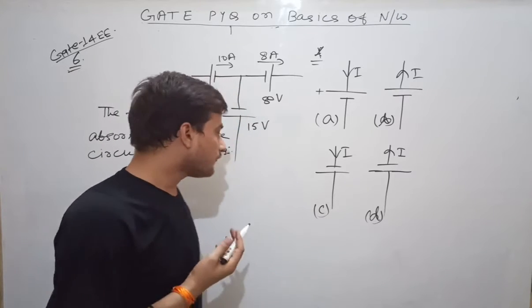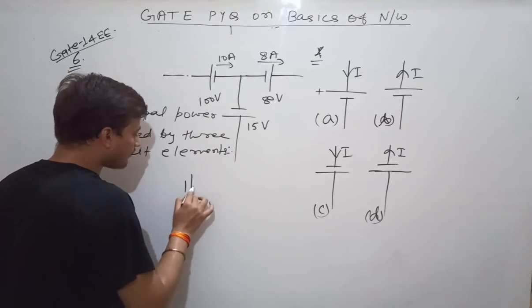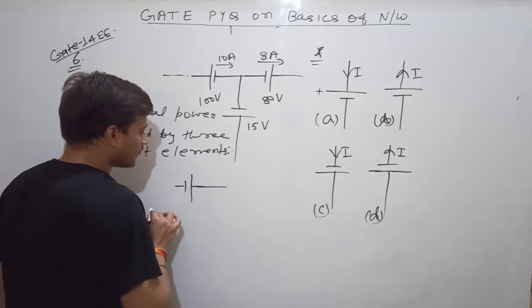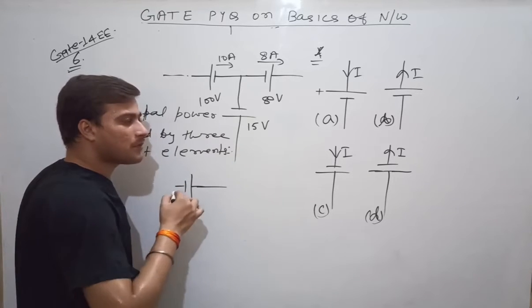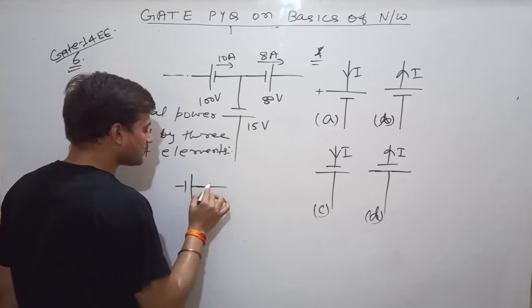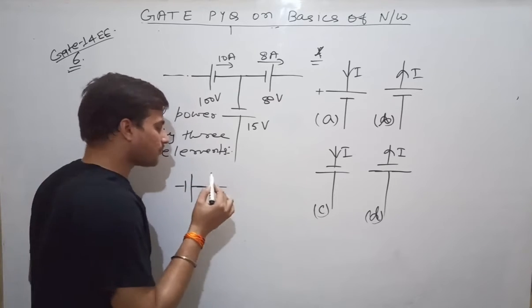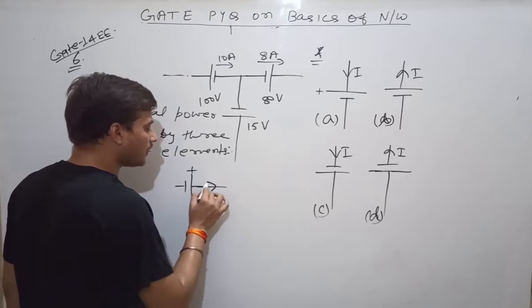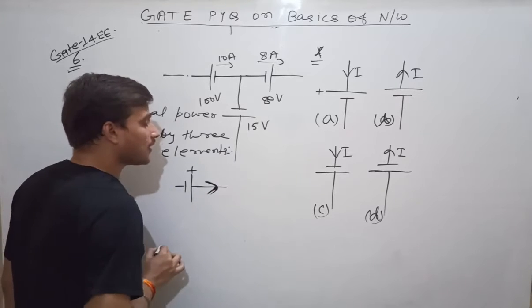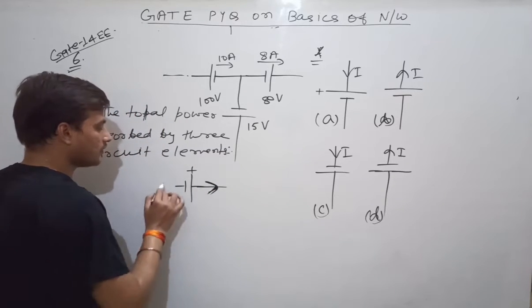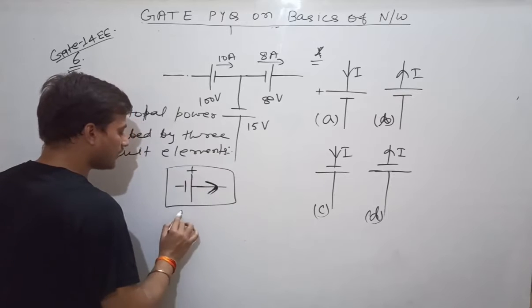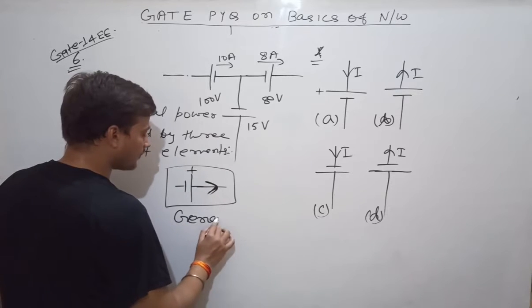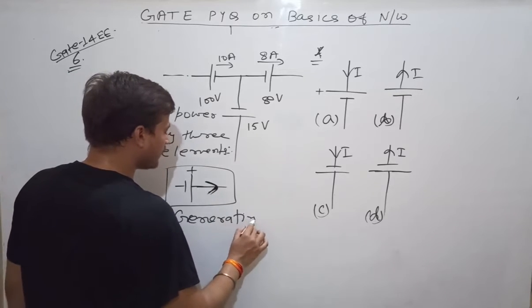Now if you are having a generator, and the generator is generating some power, what does that mean? It means that through the positive terminal of the generator, the direction of current is outward. Then you can say that the generator is generating the power.